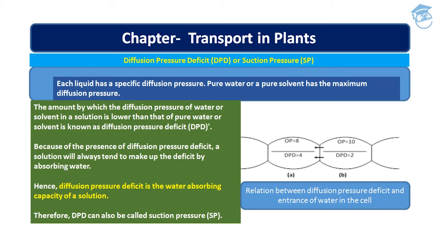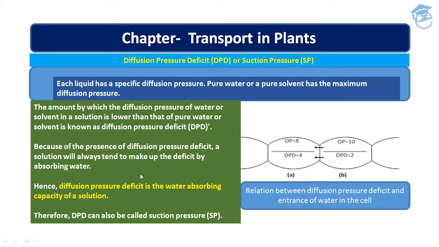Because of the presence of diffusion pressure deficit, that is DPD, a solution will always tend to make up the deficit by absorbing water. Hence, diffusion pressure deficit is the water absorbing capacity of a solution. I repeat, diffusion pressure deficit, that is DPD, is the water absorbing capacity of a solution. Therefore, DPD can also be called suction pressure.